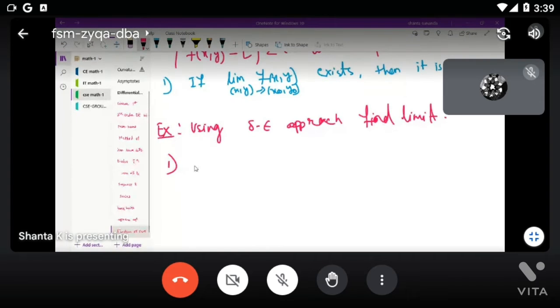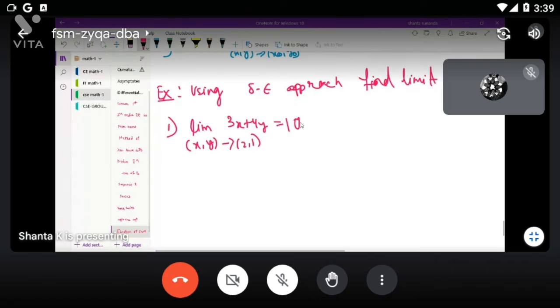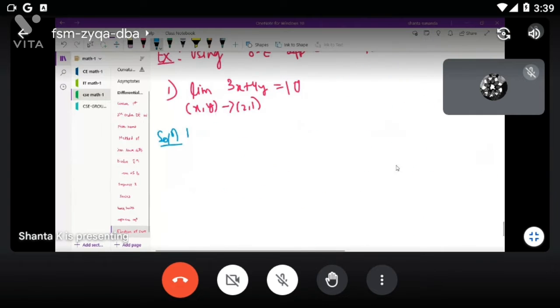Limit as xy approaches 2, 1 of 3x plus 4y equals 10. It's a very simple one, but we will see it with respect to the delta epsilon approach. What's happening here? We will try to show |f of xy minus L| less than epsilon whenever this happens.